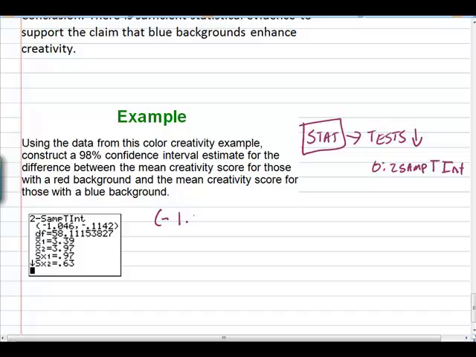Negative 1.05 to negative 0.11. And since both the lower and the upper bound are negative, it looks like mean 1 is less than mean 2 because 0 is not in there. There is a significant difference because 0 is not in the confidence interval. So that wraps up section 9.3.